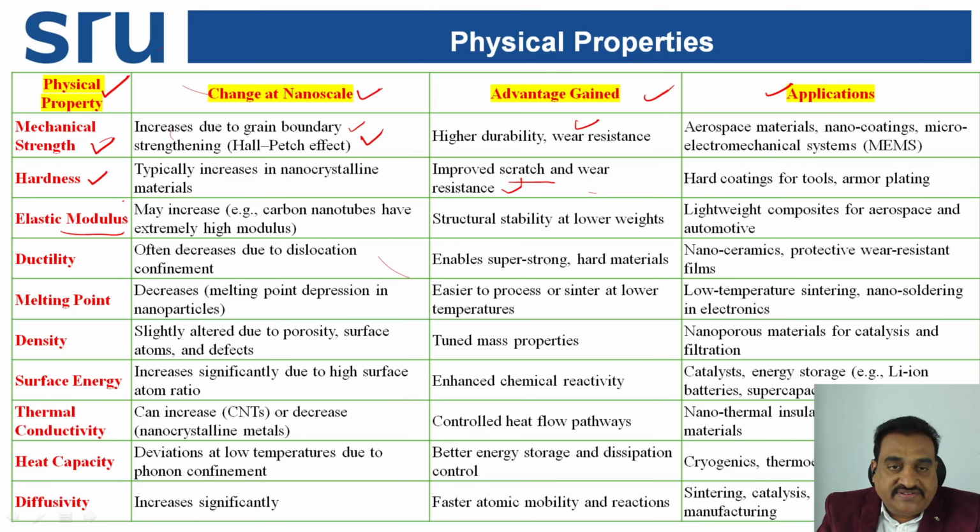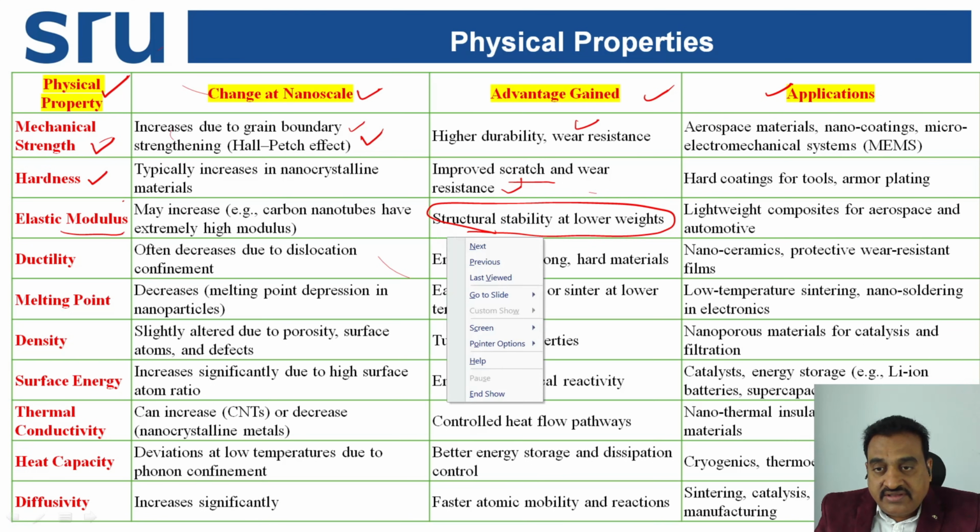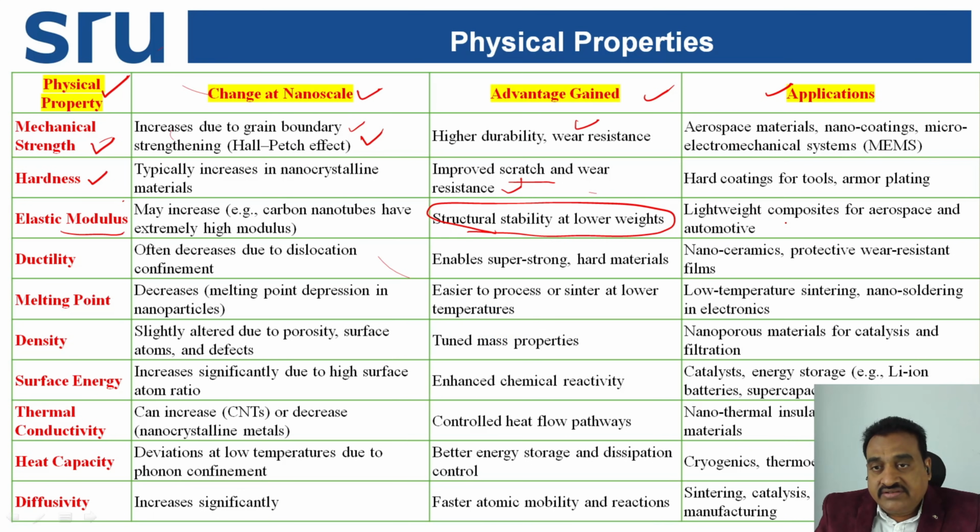Elastic modulus. You see here, it may increase. Carbon nanotubes have extremely high modulus. So structural stability at lower weight is the advantage of this physical property of nanomaterials. These are used in lightweight composites for aerospace and automotives.